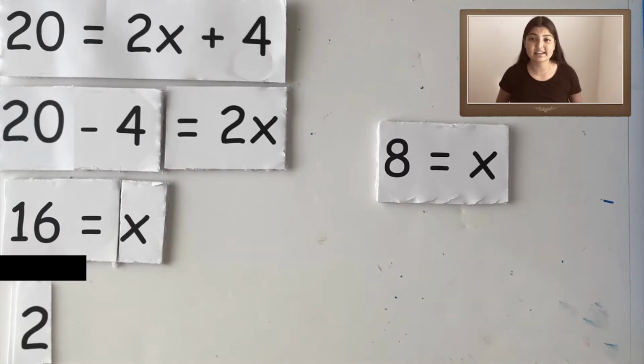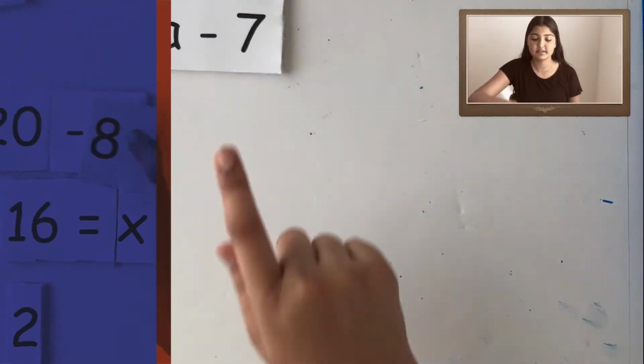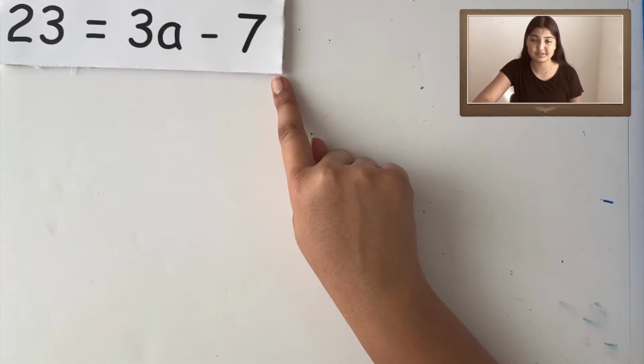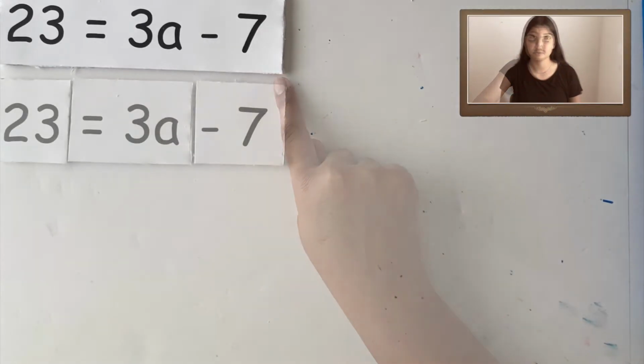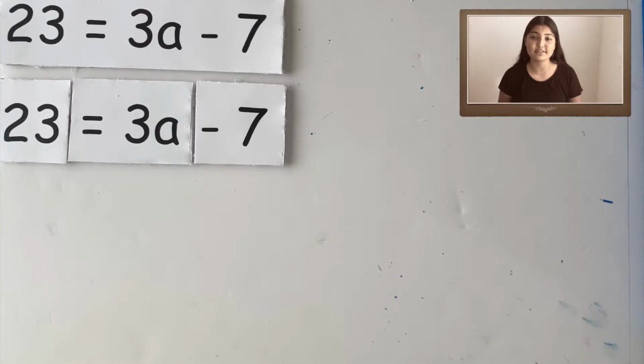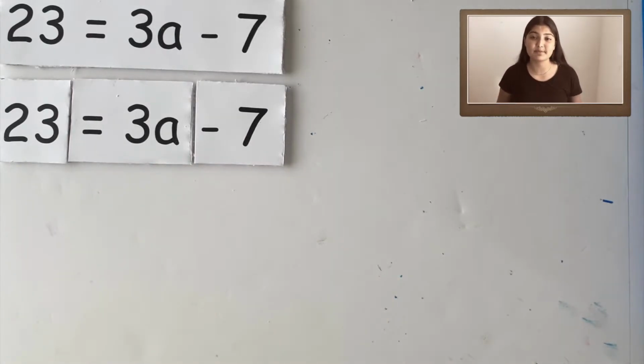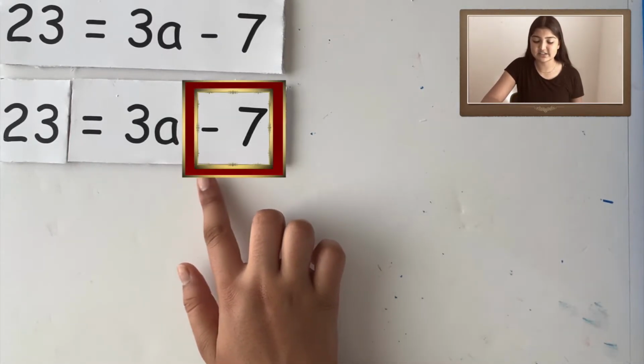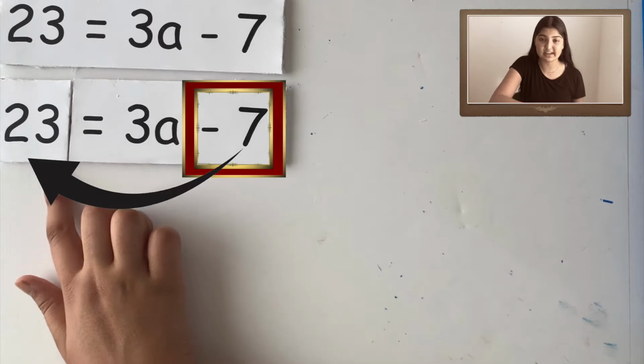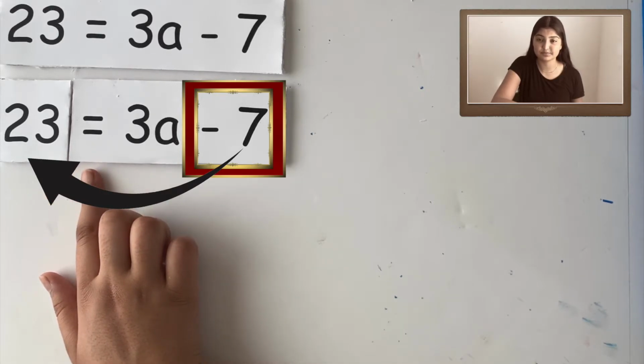Now let's look at another example. Here's another equation. Let's start by rewriting this. Now, in order to solve this equation, we have to find the value of the variable, which is a. But what's the first step in solving this equation? Well, we can start by taking this constant term to the other side of the equal sign. So let's do it.